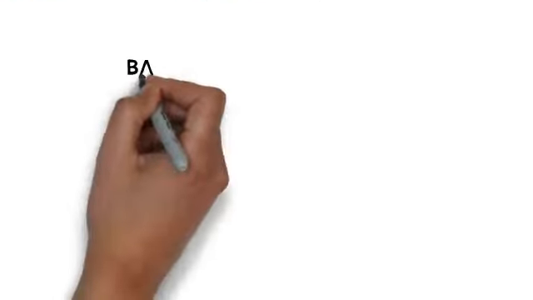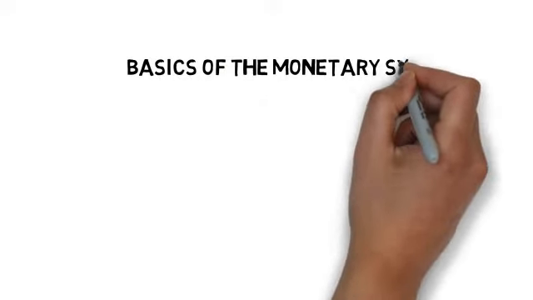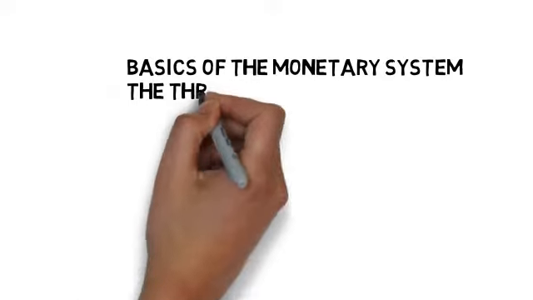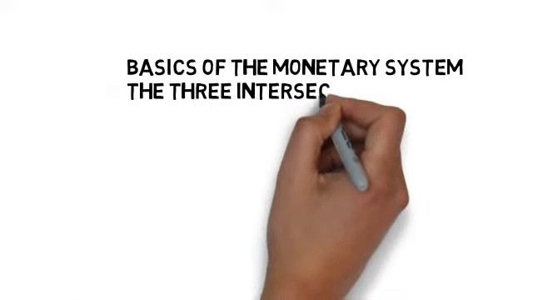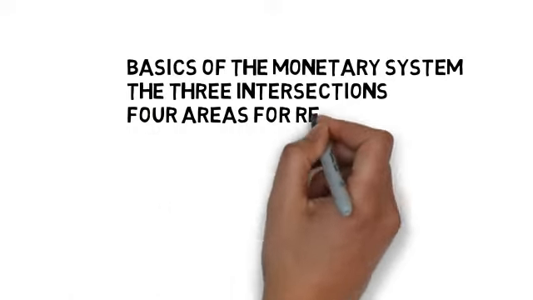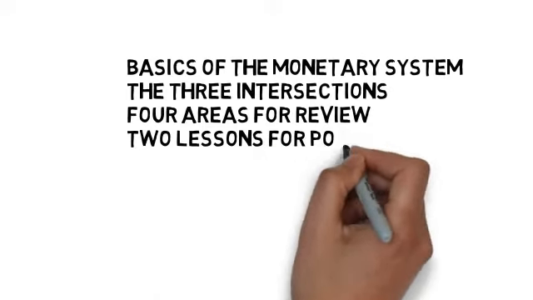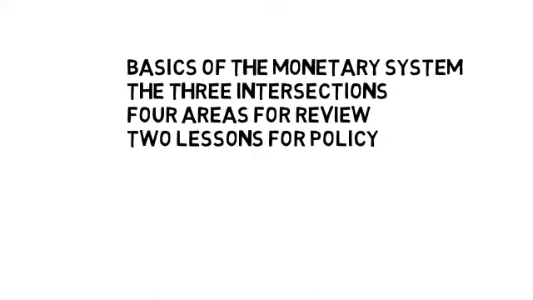We're going to cover how the money system works, the basics, 3 places where the monetary system and the circular materials economy intersect. For firms, the 4 areas you need to keep under review, and for policymakers, 2 major lessons for policy. It is helpful to think of money as water.